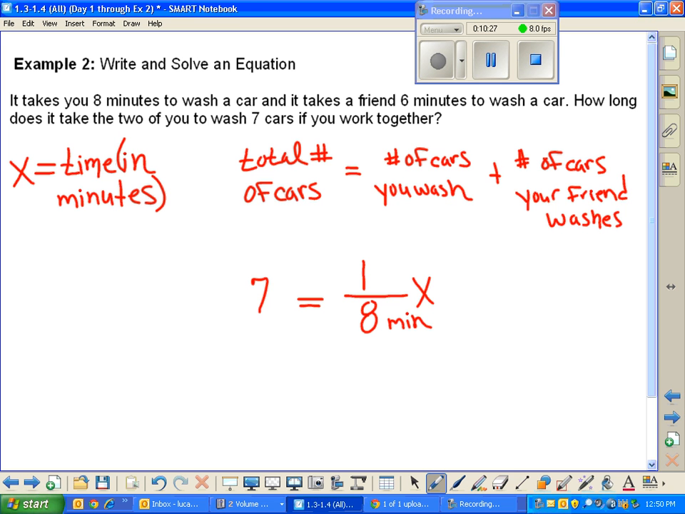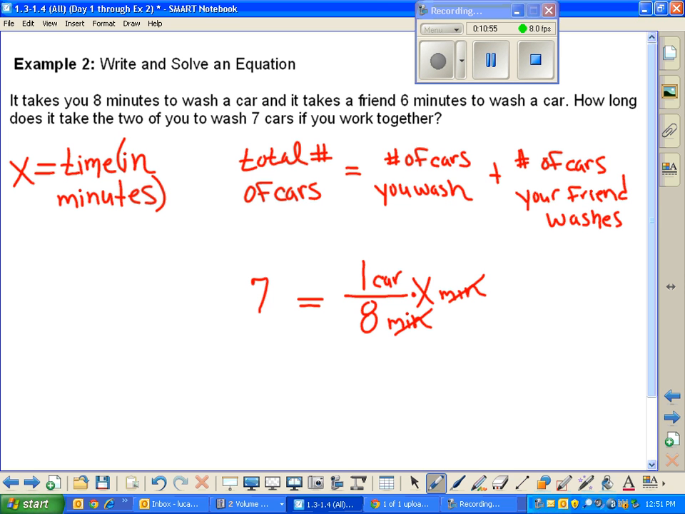So we have one car every 8 minutes times a number of minutes. What ends up happening is the minute unit goes away. You could cross cancel that unit out. And then what you have left over is the number of cars. So this little expression, 1/8 x, actually gives you the number of cars you're capable of washing. It doesn't give you a time, it gives you a number of cars, which is what we're trying to find.